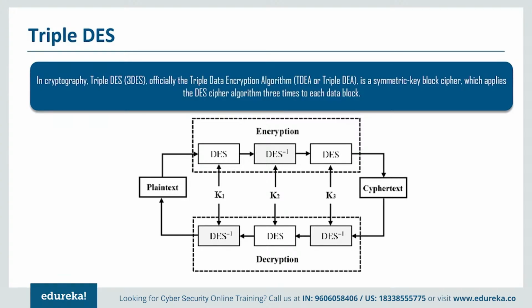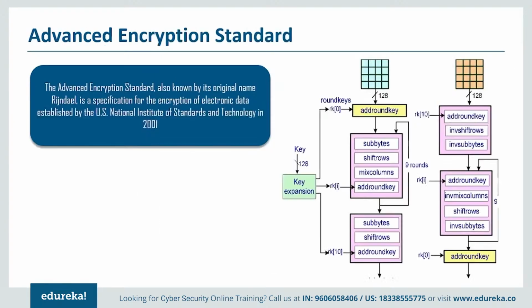So Triple DES was literally a stopgap between DES and AES, because people knew that we needed something more than Triple DES. And for this, NIST, the National Institute of Standards and Technology, in 2001 chose AES as the algorithm that is now called the Advanced Encryption Standard.